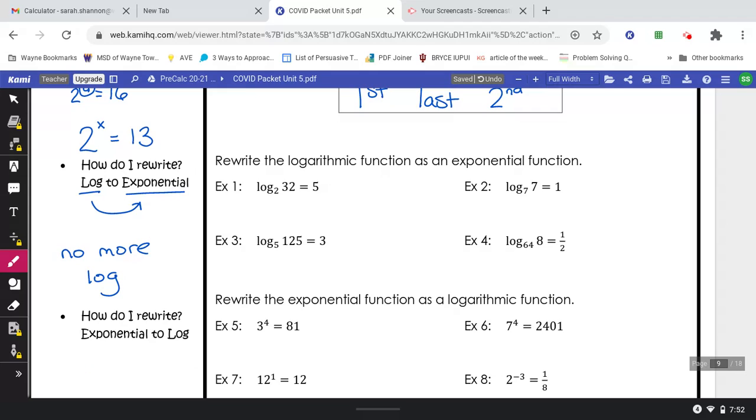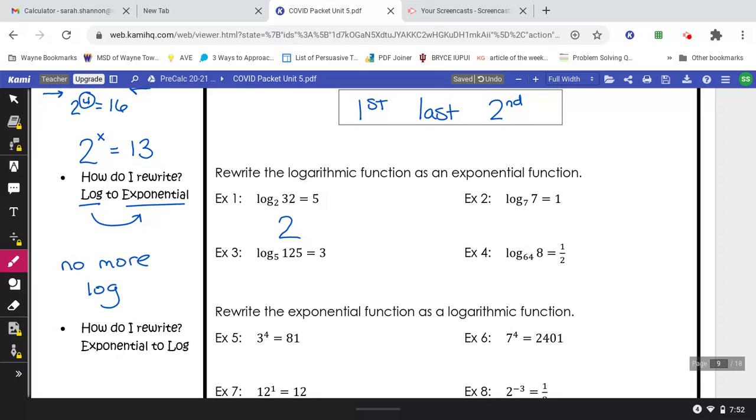Example number 1 looks like this. The first number I see is the 2. That becomes my base. The last number is the 5. That becomes my exponent. And the second number is the 32. If all of these are numbers, you should be able to rewrite this and get a correct equation. 2 to the 5th is 32. Next one, first is the 7, last is the 1, and second is the 7. 7 to the first equals 7.